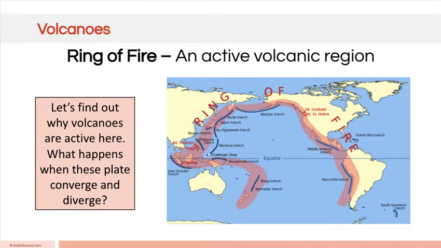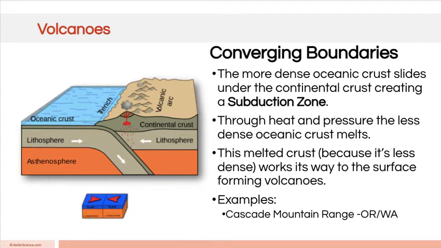Converging boundaries, just to review real quick. So the more dense oceanic crust will slide under the continental crust, creating a subduction zone. With heat and pressure, the oceanic crust will melt, and this melted crust works its way to the surface, which forms volcanoes. So if you look here, melted crust is working its way to the top, forming that volcano. We talked about the Cascade Mountains in Oregon and Washington.